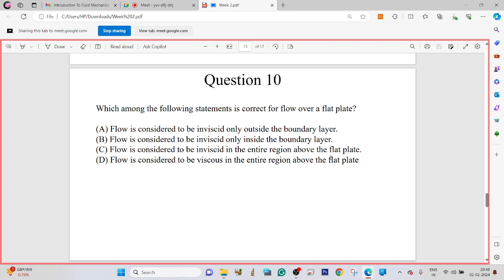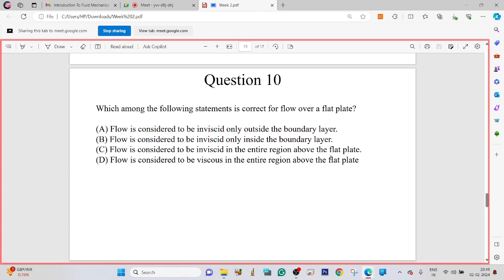Only inside. Inside, inviscid? No. What do you mean by inviscid? Tell me. Inviscid means viscosity won't change. So inside the boundary layer viscosity changes, right? Yes, ma'am. So inviscid will be outside the boundary layer. That means it will be option A.